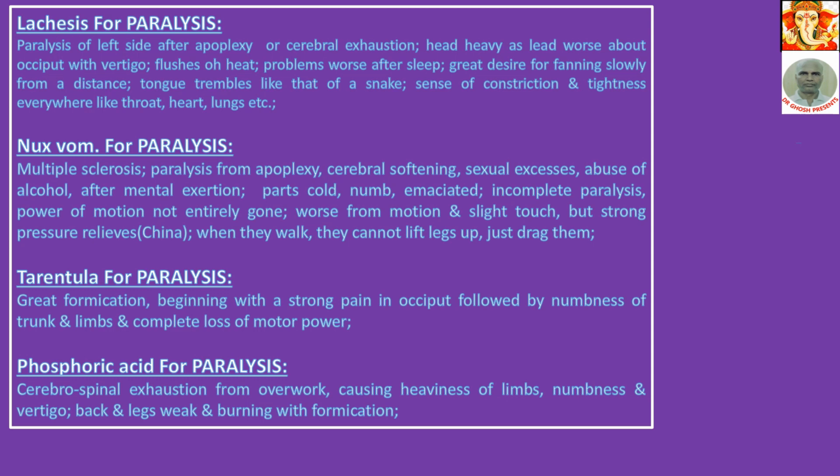Lachesis for paralysis. Paralysis of the left side after apoplexy or cerebral exhaustion. Head heavy as lead. Pain about the occiput with vertigo. Flashes of heat. Problem worse after sleep. Great desire for fanning slowly from a distance. Tongue trembles like that of a snake. Sense of constriction and tightness everywhere, like throat, lung, heart, etc.